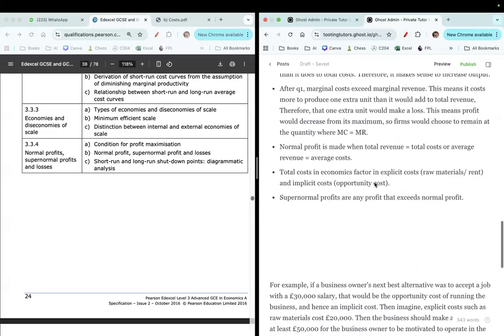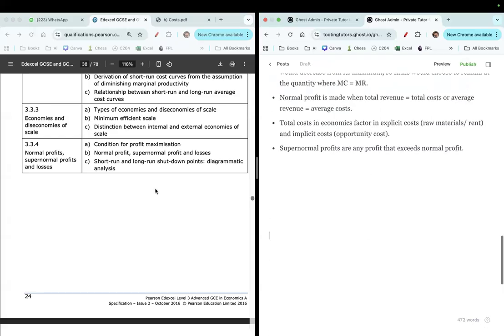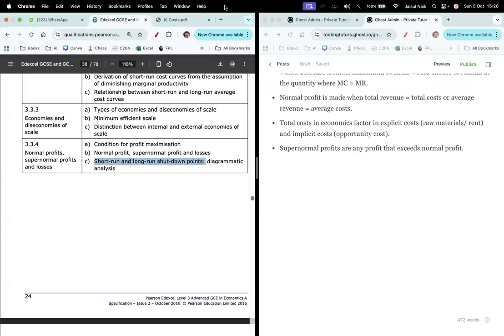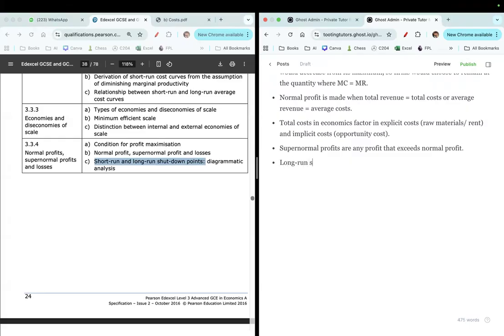So this bit here is just saying we need to know the shutdown points in the short run and the long run. I'm going to start with the long run shutdown point because we already talked about it. This is just asking, what do I need to do at a minimum to be motivated to stay in business in the long run? And what would have to happen which would make me think, oh, I need to shut down in the long run? So what would the answer be for that question?